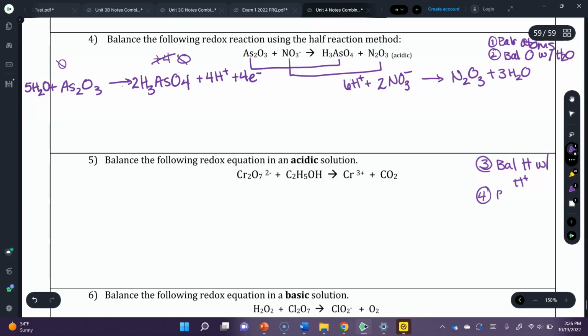Finally, the fourth step is to balance charge with electrons. So I see I have an overall charge of 0 on my product side, and on the reactant side, I see I have 2 plus negative 2 plus positive 6 is a positive 4. That means that I need to bring my reactant side charge down to 0, and I do that by adding 4 electrons.